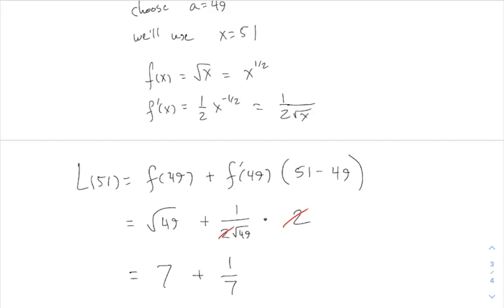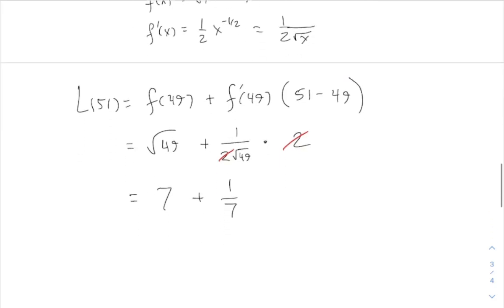All right. What else do you want to talk about? We got plenty of time. Yeah. Can we do a related rates problem? Sure. A related rates problem.